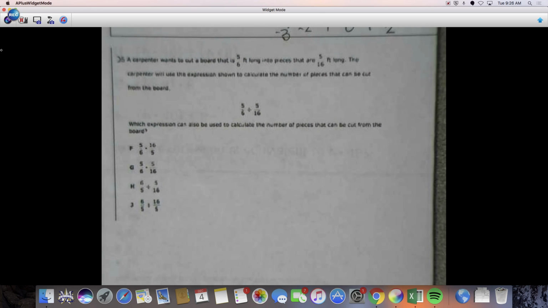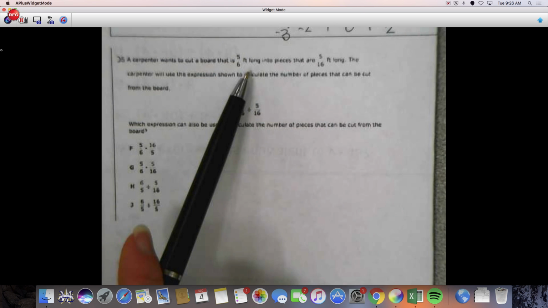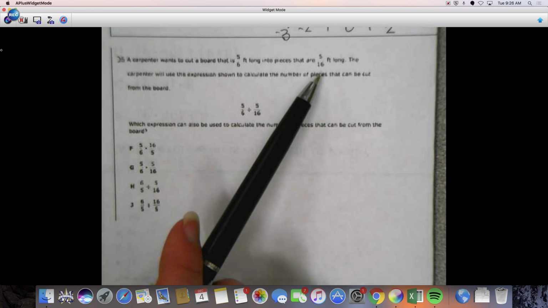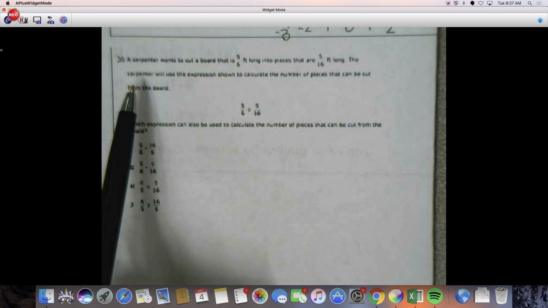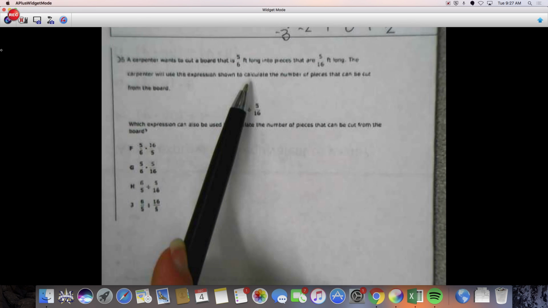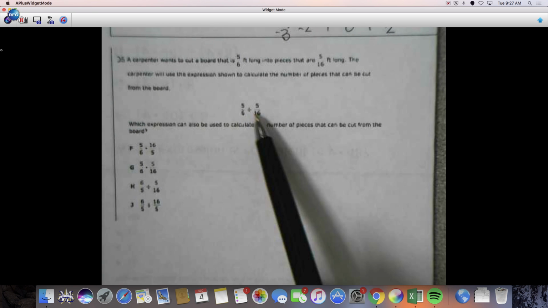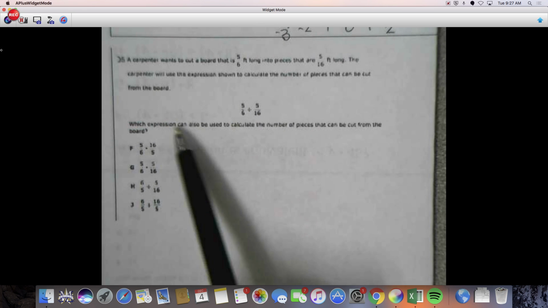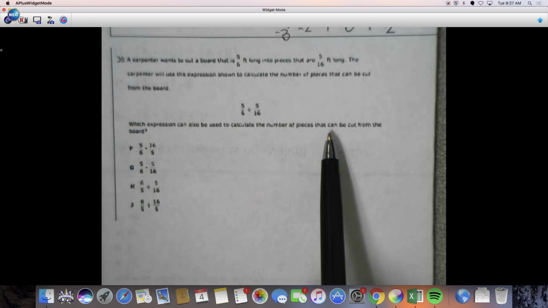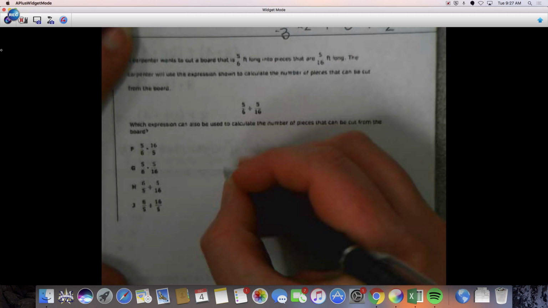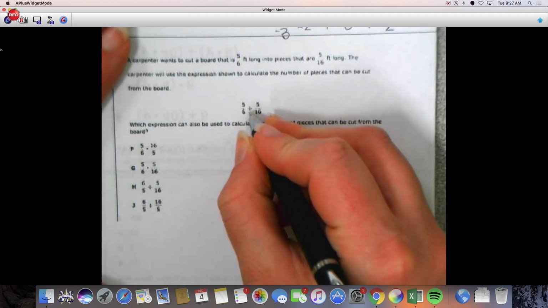Okay. This is another one of those problems, guys, where all it's asking you to do is to know how to solve it. You don't have to actually solve it. A carpenter wants to cut a board that is 5/6 feet long into pieces that are 5/16 feet long. The carpenter will use the expression shown to calculate the number of pieces that can be cut from the board: 5/6 divided by 5/16. Which expression can also be used to calculate the number of pieces that can be cut from the board? So they give us 5/6 divided by 5/16.